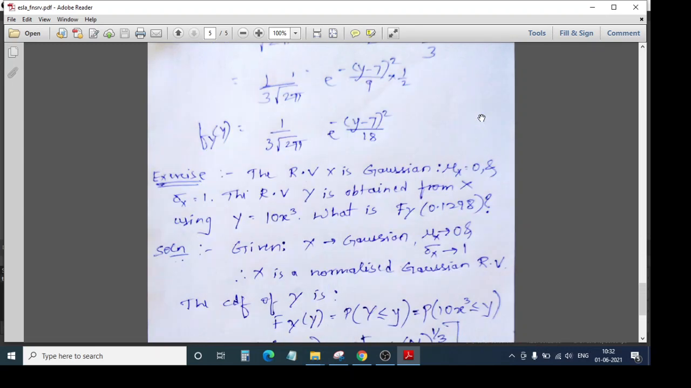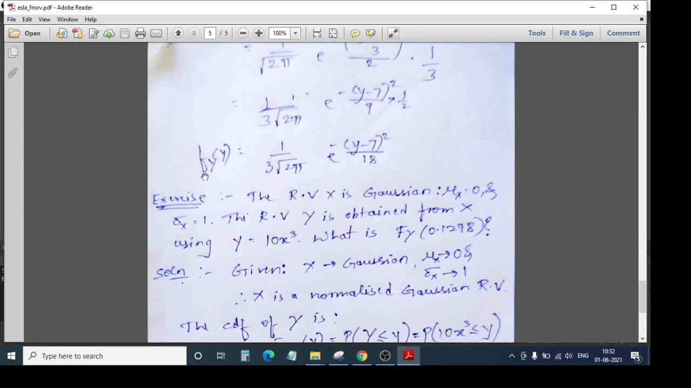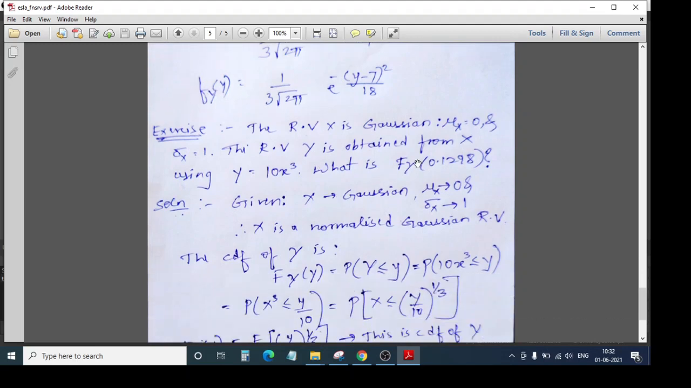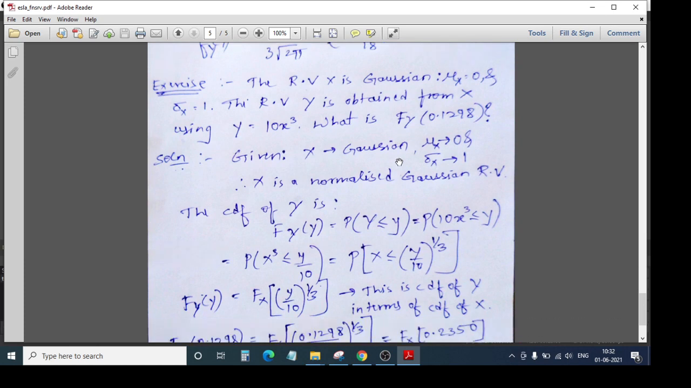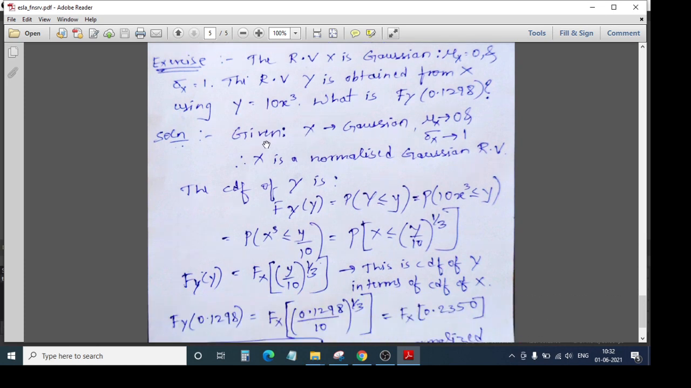In the previous problem, we tried to find the PDF. But here he has given us the task of finding the CDF at 0.1298. It's very simple actually. So again, let us analyze what has been given. Given is x is a Gaussian, its mean is 0, variance is 1. So therefore x is a normalized Gaussian random variable.